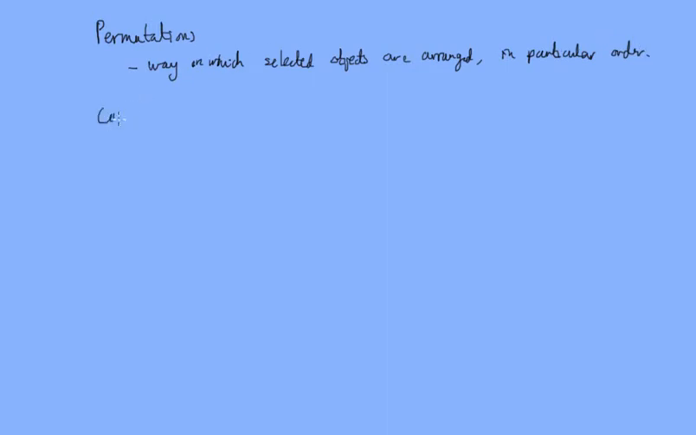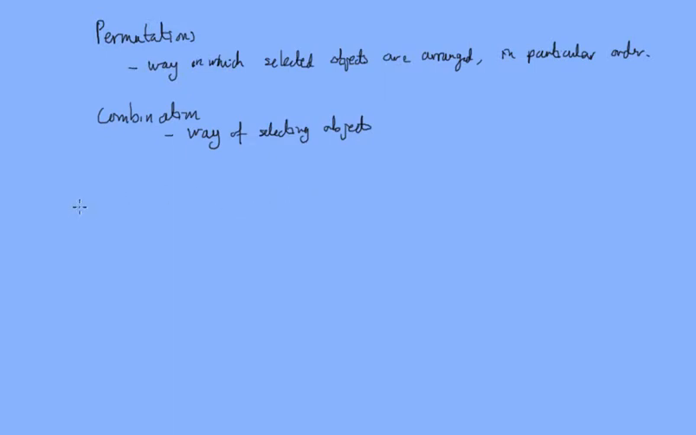Whereas a combination is just a way of selecting objects, and the order doesn't matter. So for example, if you went to an ice cream parlour and you were choosing strawberries and ice cream, choosing strawberries and ice cream is the same as choosing ice cream and strawberries. It doesn't matter which way you choose them.